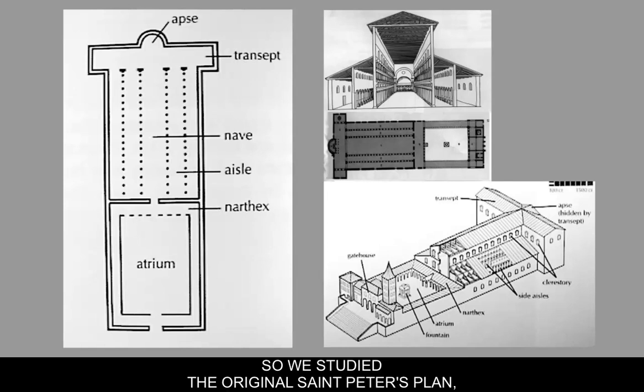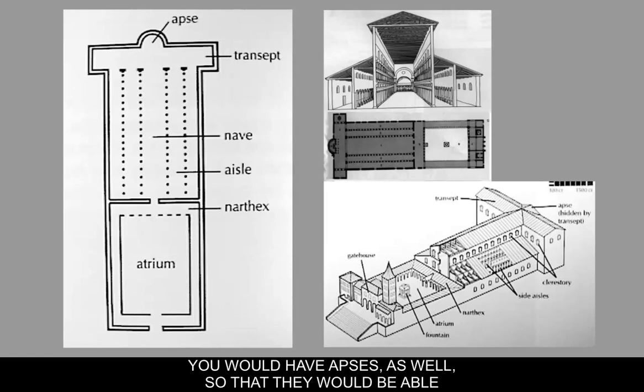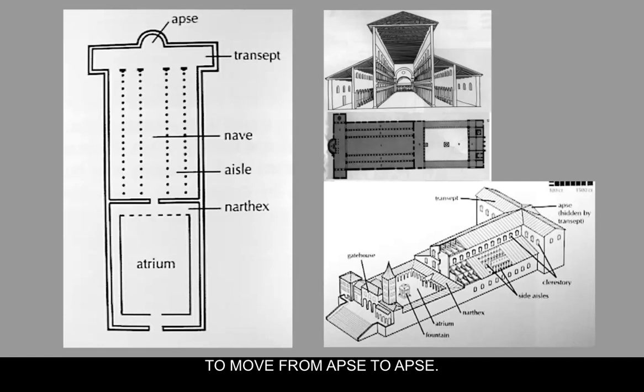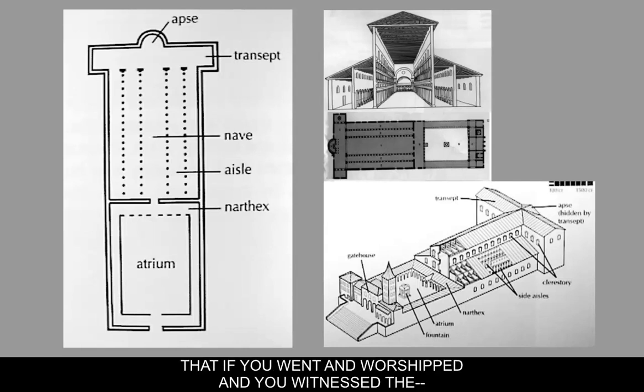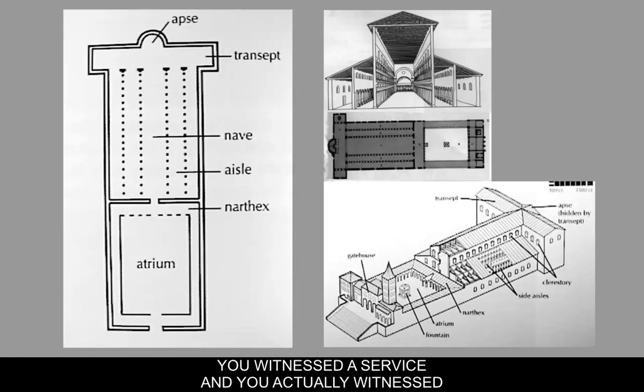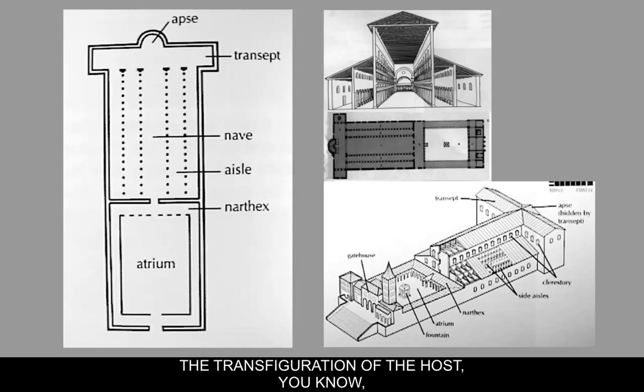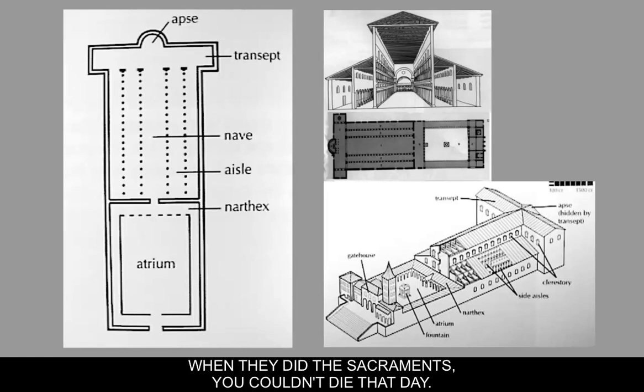So we studied the original St. Peter's plan. It's a Tau plan. You have an apse on the end, and then on either end of the transept you would have apses as well, so that they would be able to move from apse to apse. Part of this is the superstition of the age and extends well into, I think, the 16 and 1700s, where there was a superstition that if you went and worshipped and you witnessed a service and you actually witnessed the transfiguration of the host, when they did the sacraments, you couldn't die that day.